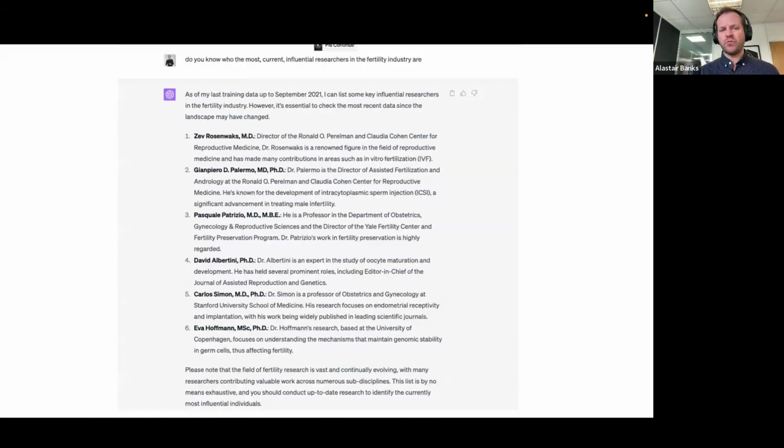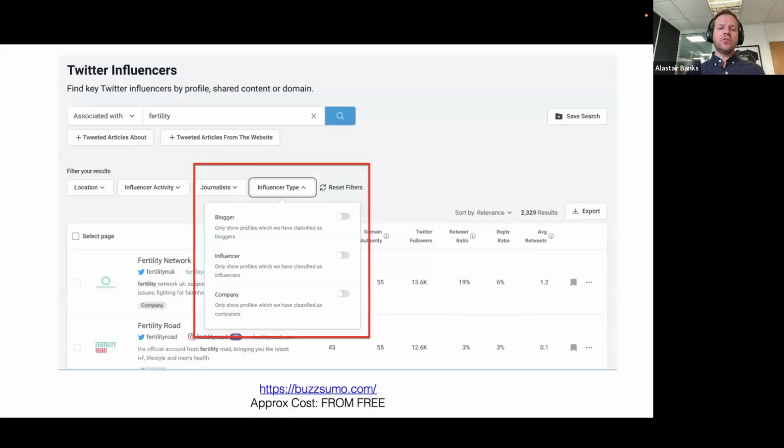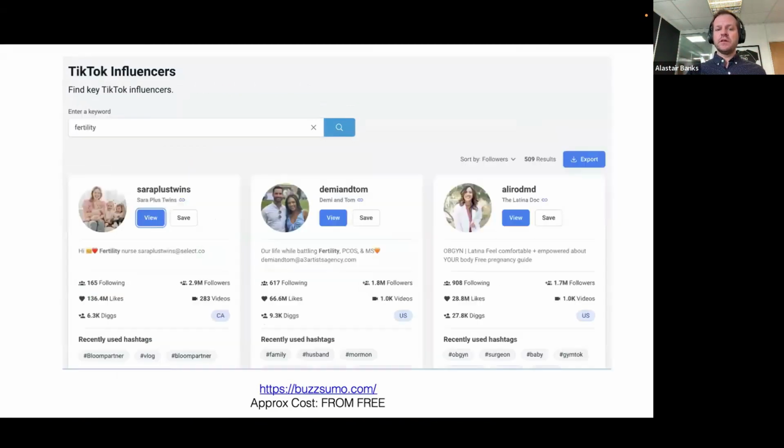Influencers is a tricky one. I think it's okay to know about it. Who are the key people with massive followings? You could ask ChatGPT to find out, or you can use tools like BuzzSumo. BuzzSumo will show you bloggers, influencers, companies with big followings. The trouble with this is that these people have huge followings and probably have lots of people going after them as well.